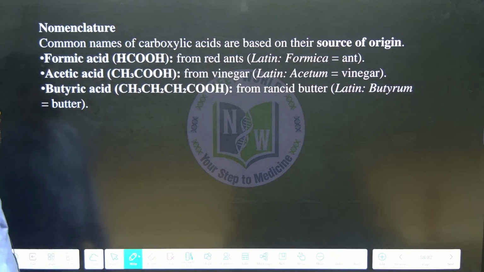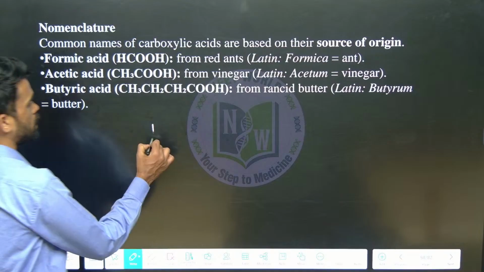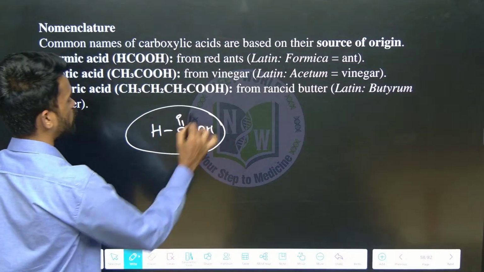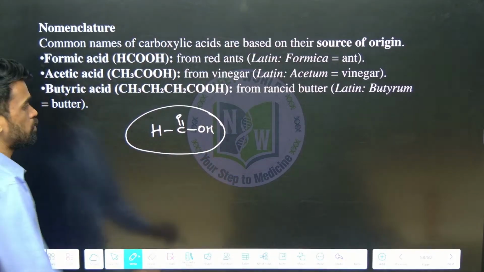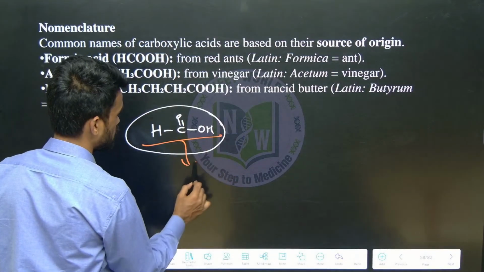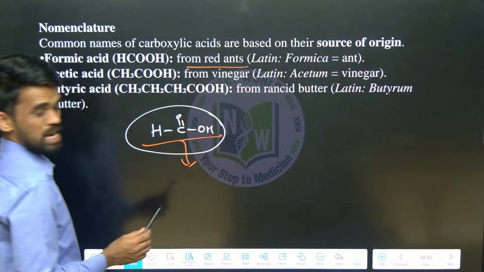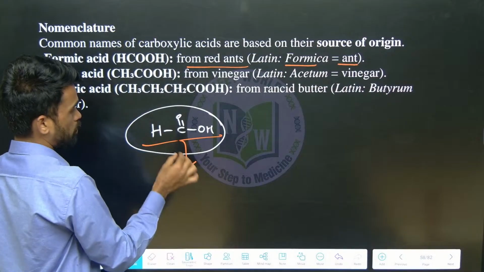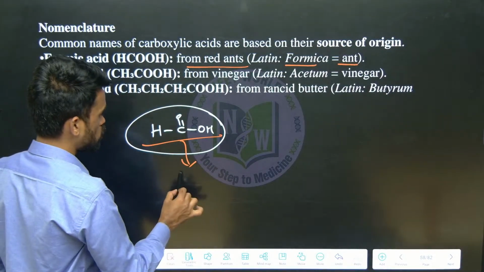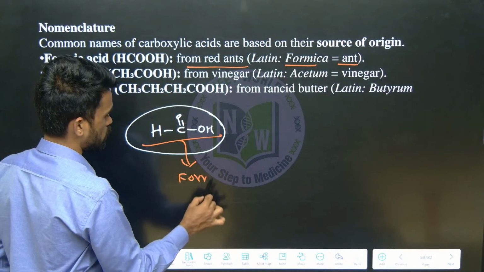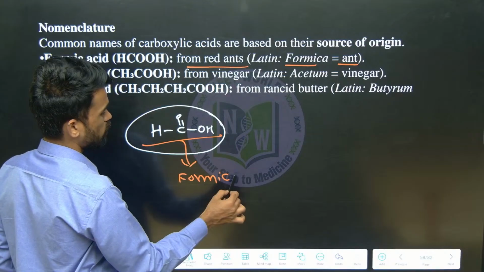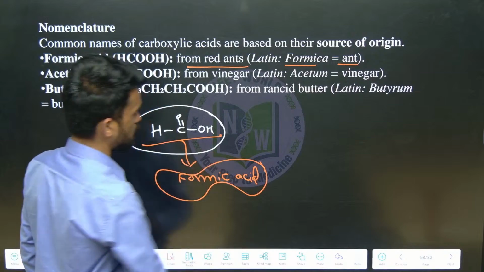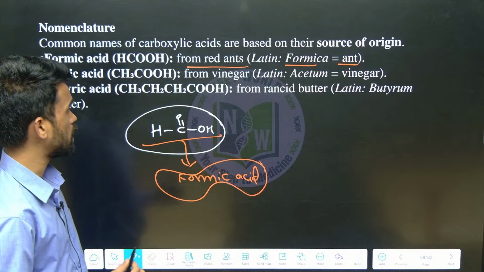Okay. So when it comes to common names, for example here, you are calling this formic acid. Okay, why do you call it formic acid? Because this comes from ants, from red ants. In Latin, formica means ant. Since it is present in ants, you call it formic acid. So it is given based on its origin. It originated from red ants, so that's why you call it formic acid.